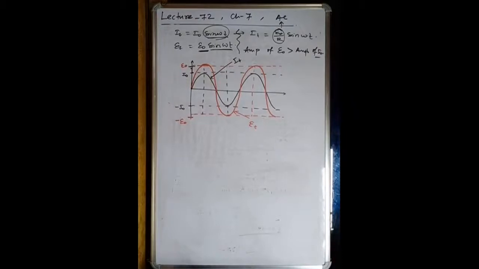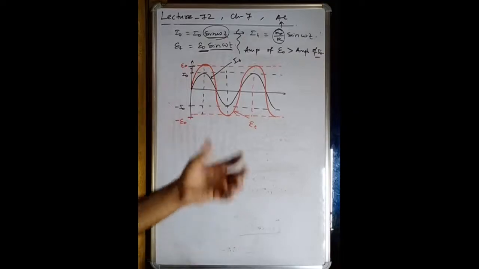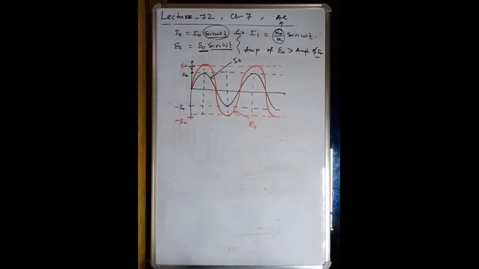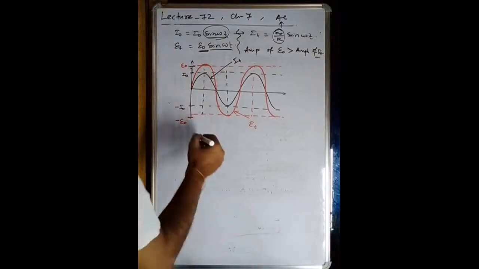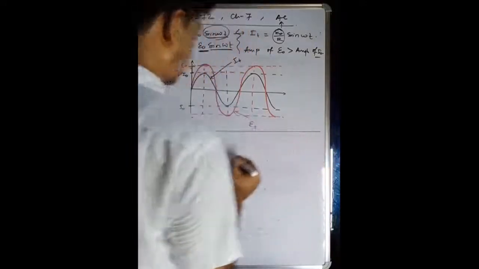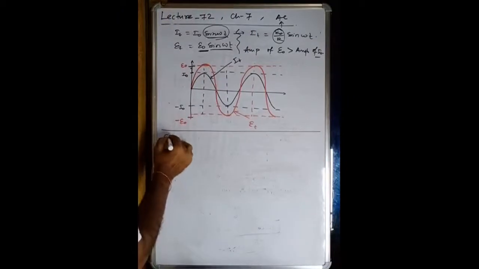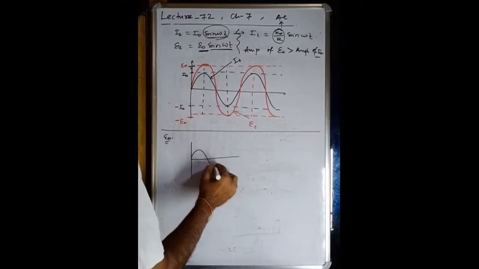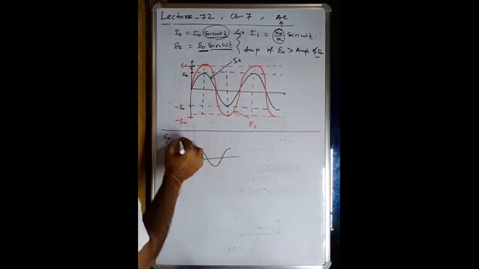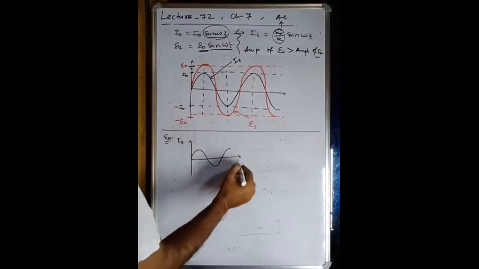Now my dear students, if I give you a certain graph, I hope you can find out which one is alternating current and voltage and which are direct current or voltage. So some graphs are here. Suppose you have to just tell me which one is AC and which one is DC.